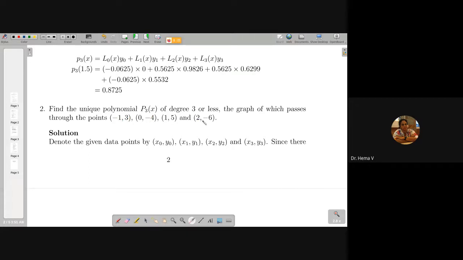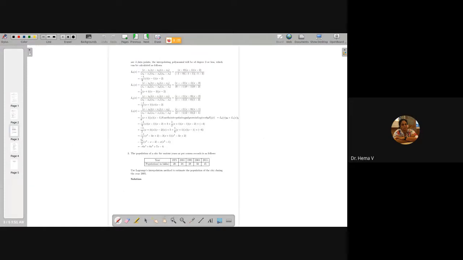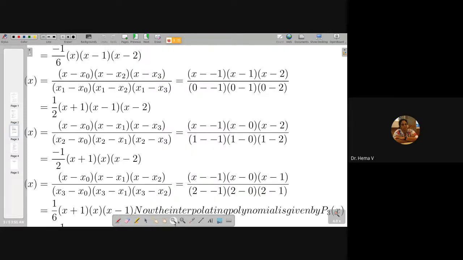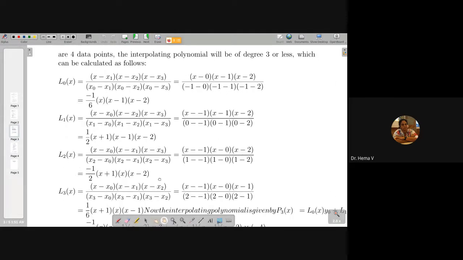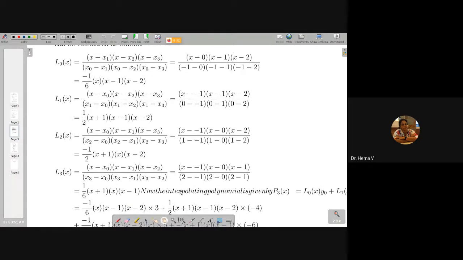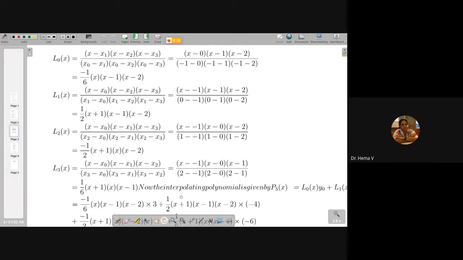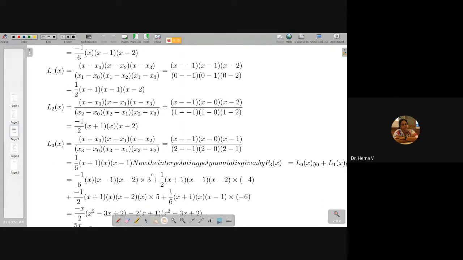So you are not given any data points like x naught, y naught. You are given that a polynomial is passing through these points. So in this case, you have to choose this as x naught, y naught, this is x1, y1, this is x2, y2, x3, y3. Choose these values and substitute in this L0, L1, L2, L3, etc. Okay. Now, so you got L3 of x.